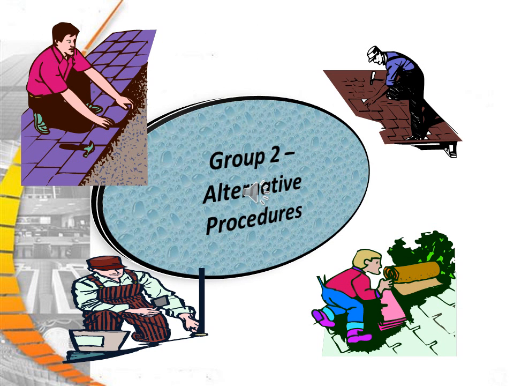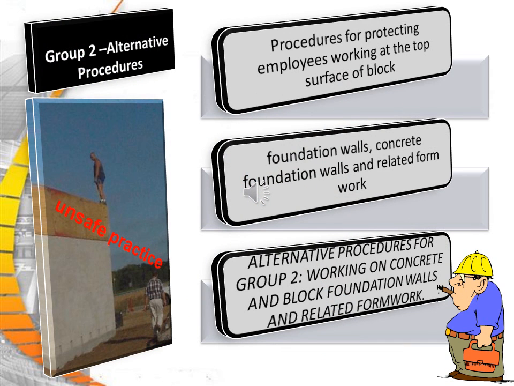Group 2, Alternative Procedures discussion. Group 2 alternative procedures call for procedures for protecting employees when working at the top of a surface block, foundation wall, a concrete foundation wall, or related formwork. Group 2 covers working on concrete, block, and foundation walls as well as related formwork.